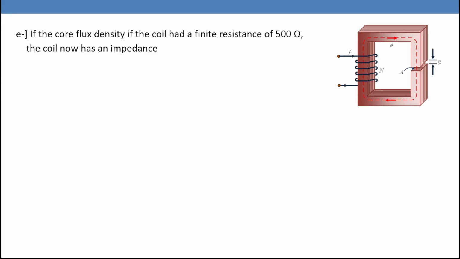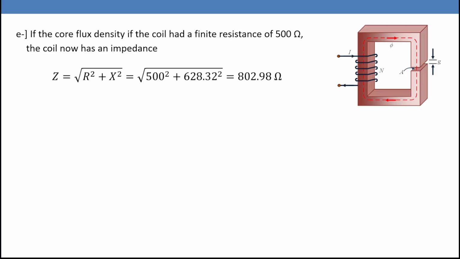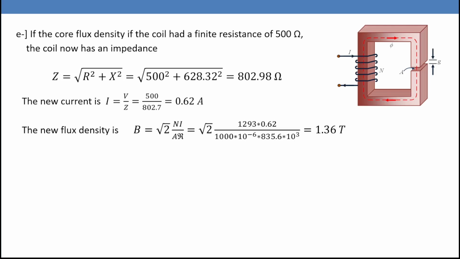In this case, we are not going to deal with reactance, we are going to deal with impedance. So Z equals root R square plus X square, root 500 square plus 628.32 square. That one is going to give us the magnitude of the impedance, 802.98 ohms. So the current will be V over Z, 500 over the impedance Z. That one is going to be 0.62 ampere. Remember, it was before 0.79. Now it becomes 0.62. So what is the new flux density in this case?